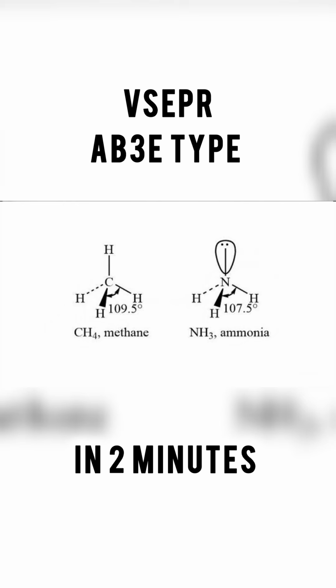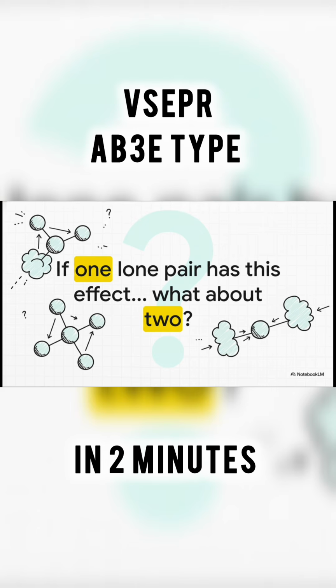So the takeaway is this. Atoms define the shape, but those invisible lone pairs are really in charge. Which leaves us with a fun question. If one lone pair does this, what happens with 2?